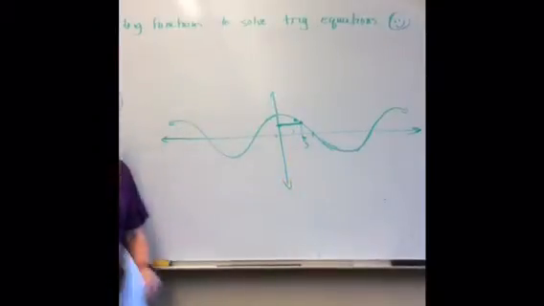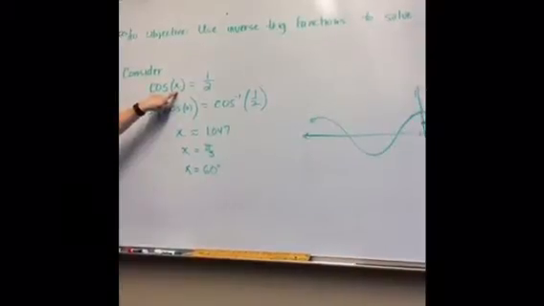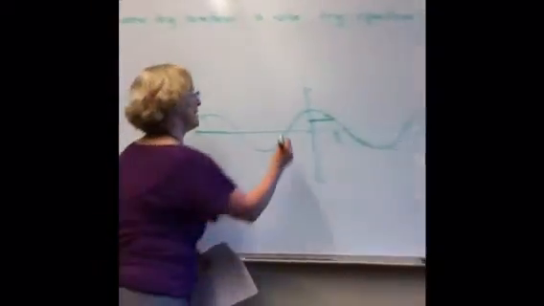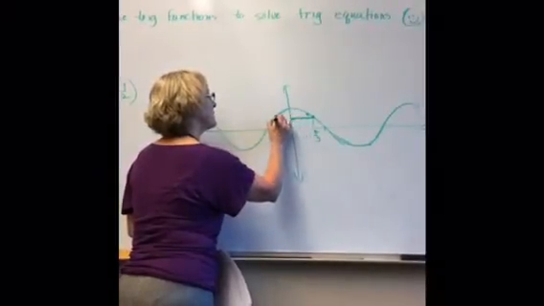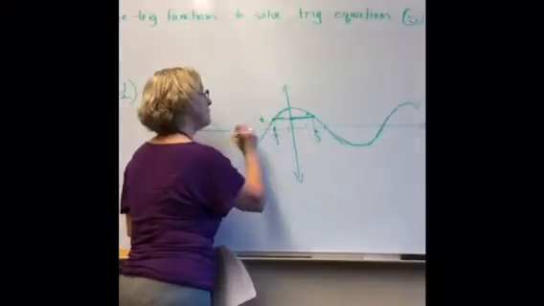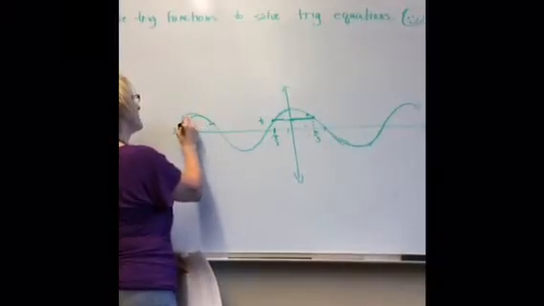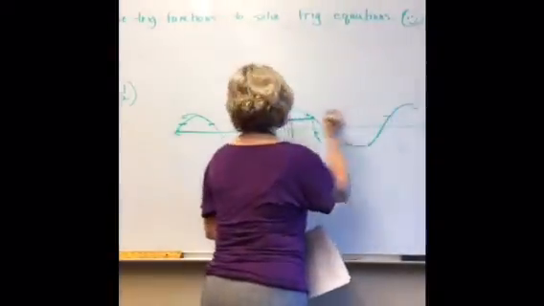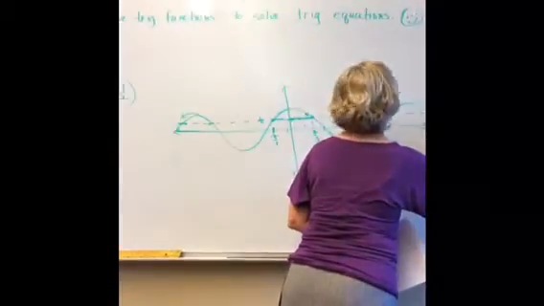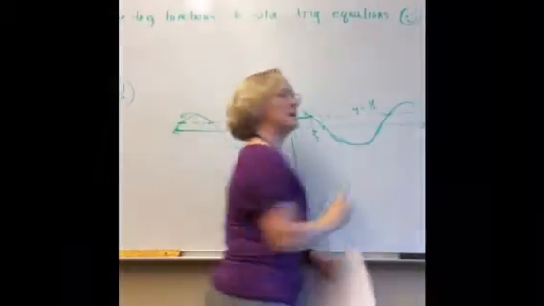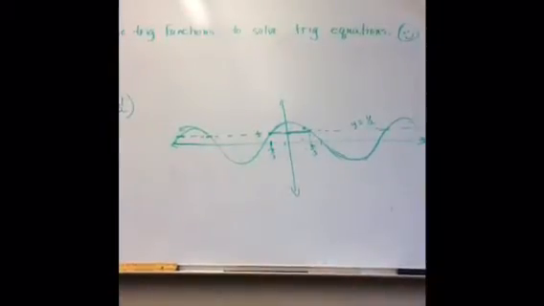But is that the only value that makes this equation true? It could be negative pi over 3 also makes this true. Oh, look, there's a half. And here's one over here, and here's one over here, and here's one over here. So if I drew a horizontal line of y equals a half, how many solutions does this actually have? It has an infinite number of solutions.